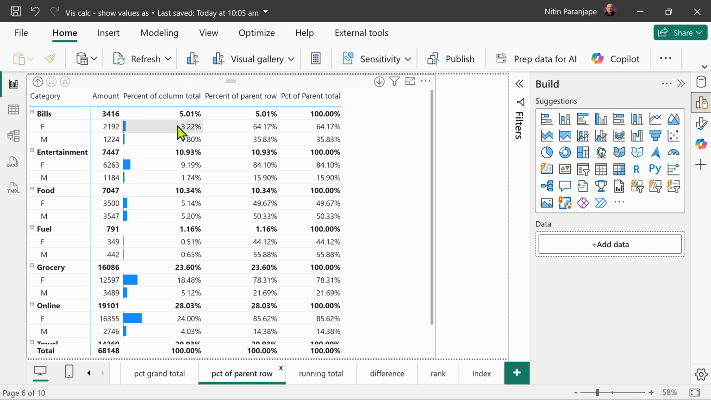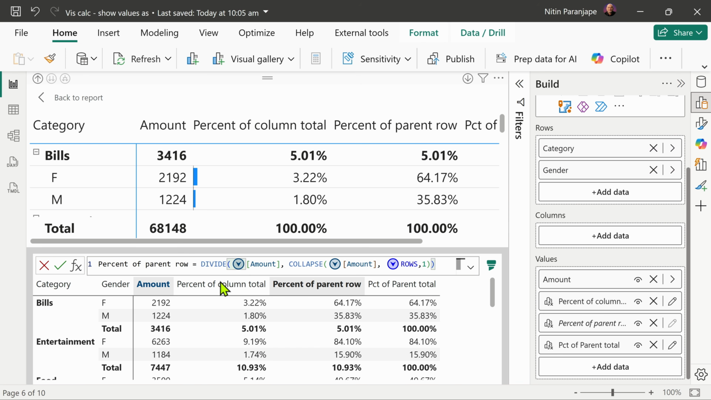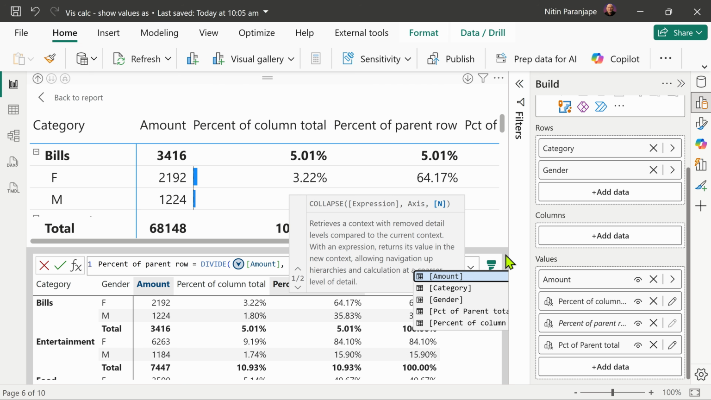This is the same percentage of column total. So what is the calculation? Again, we have to do a division of amount divided by collapse amount by rows and one level up. That's how you say this third parameter is important. So N means go one level above. That's all there is to it. One level up means parent.